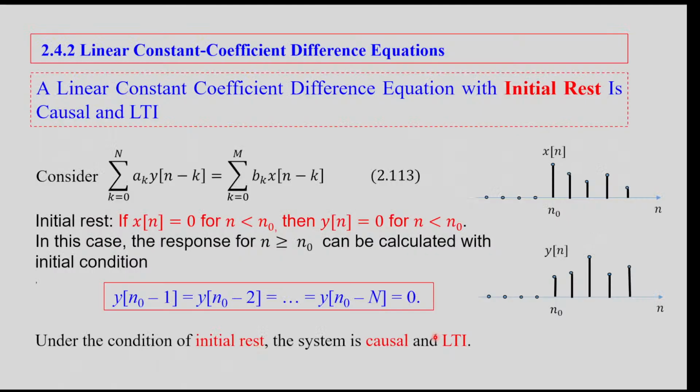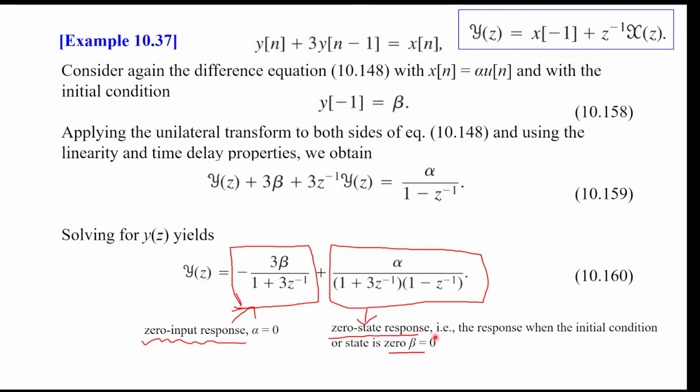Okay, and finally we have 20 minutes, and let's try to solve a difference equation with the initial condition. Okay, so we have our first order difference equation. I guess we are left with a bit too much time. But anyway, we have our first order difference equation: y of n plus 3y of n minus 1 equal to x of n.